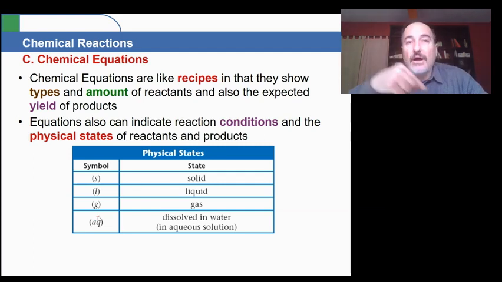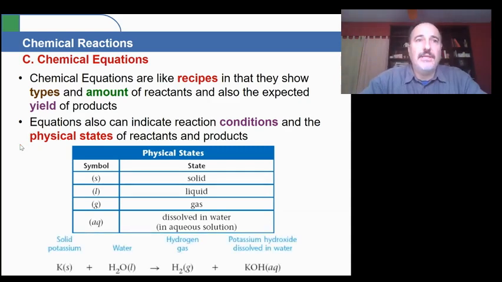Now, aqueous solutions are often required for ionic compounds, for example, to react with each other. As solids, they wouldn't be able to react. But when you dissolve them in water, the individual ions can have access to each other, and that allows the chemical reaction to occur. So it often will say what states of matter the substances must be in. For example, here, solid potassium reacts with liquid water to produce hydrogen gas and potassium hydroxide solution, in other words, dissolved in water. That's why it has the AQ after it.